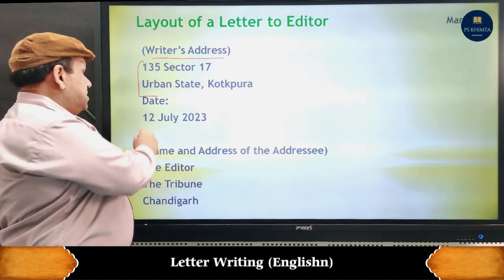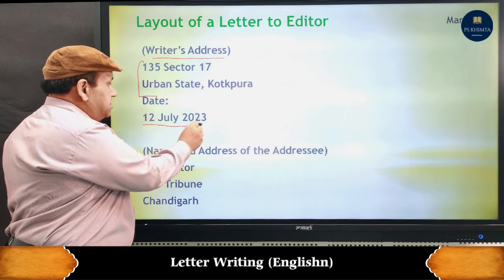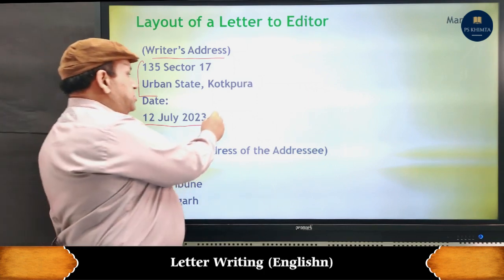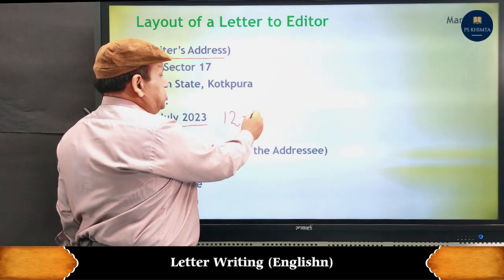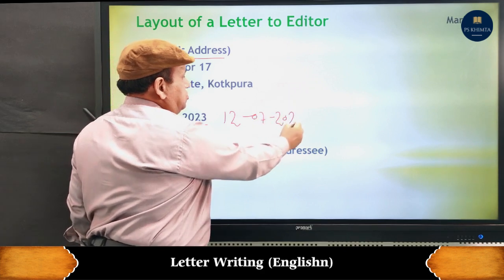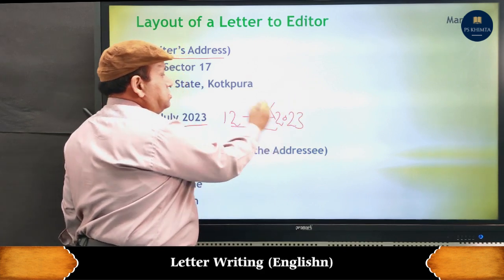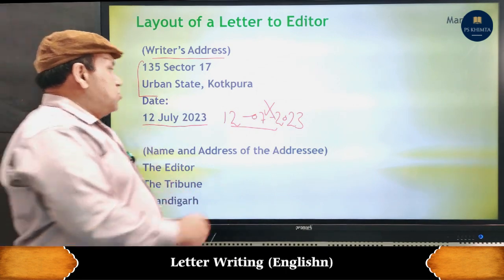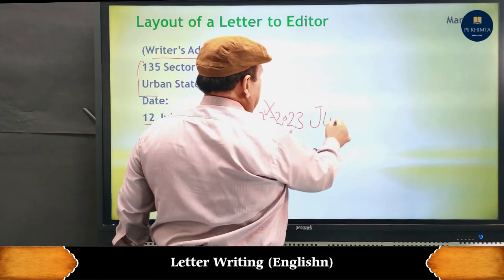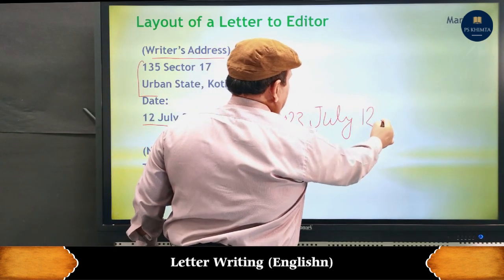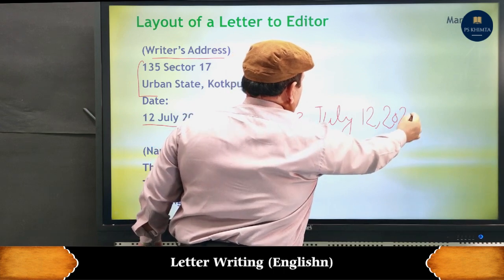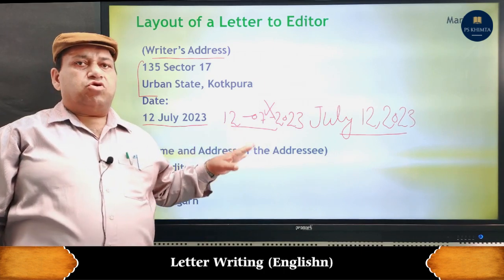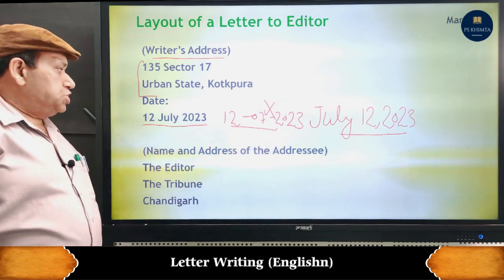And then the date. I tell you one thing about the date here: sometimes we write dates in different ways. We should never write like this, 12th, then 0, then 7, then 20. This is wrong. This way we cannot write the date. The correct way of writing the date is like this, or we can write July like this, 12, 2023. These are the 2 or 3 ways of writing a date, but never write it wrong, because your format will then be considered wrong.